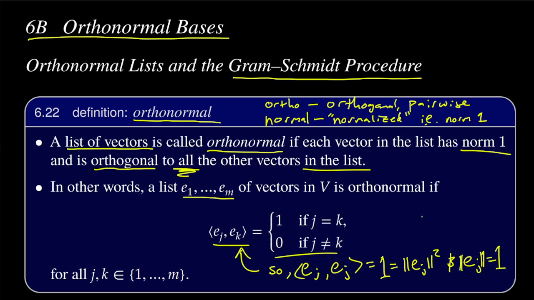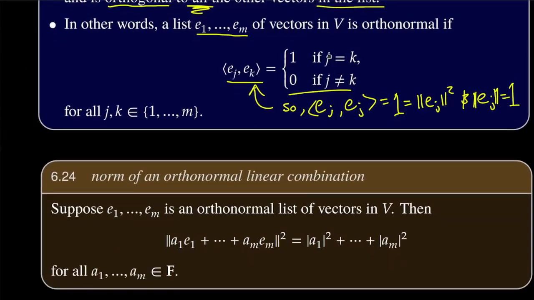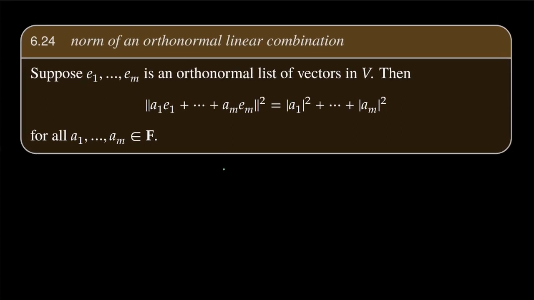So orthonormal, hopefully not too crazy of a concept. Something probably you've seen before. We're just doing it abstractly for a vector space V with an inner product. Now here's a nice fact. If you have an orthonormal list of vectors in a vector space V, then the norm of a linear combination of those vectors squared is just the sum of the squared coefficients in that combination in modulus or absolute value, whether you're in the reals or the complexes. Let's do a quick proof of this.